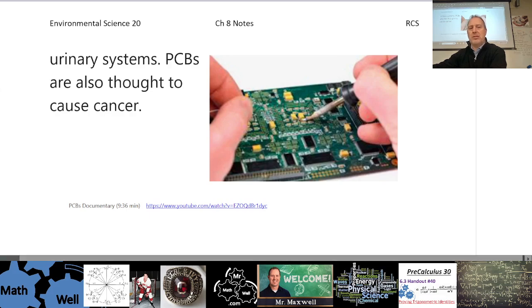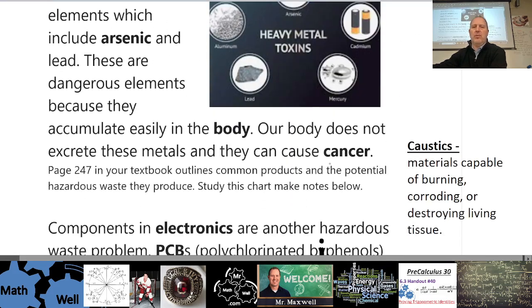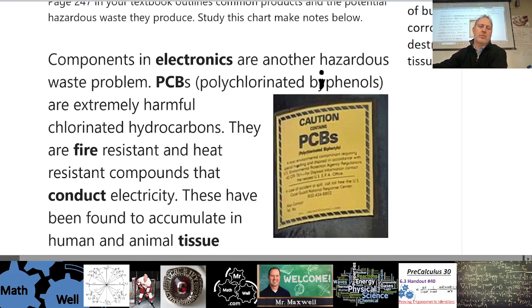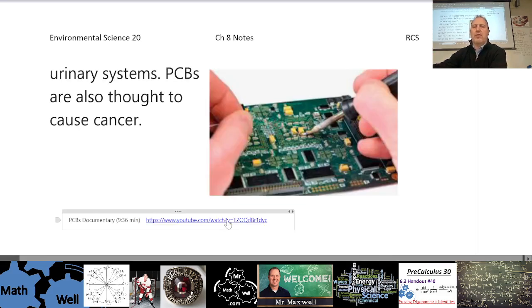So PCBs are something that was big in the news decades ago when they first started making these connections between these chemicals, which were used in lots of different things like electronics, and health issues. There's not as much talk about them anymore because they're banned a lot now, but they were more common back in the day. So I do have about a 10-minute documentary I'd like to show you here, the PCBs documentary.